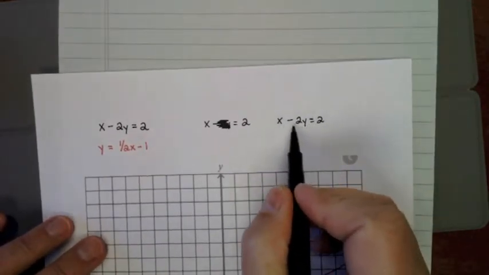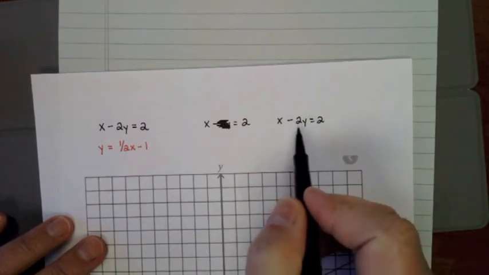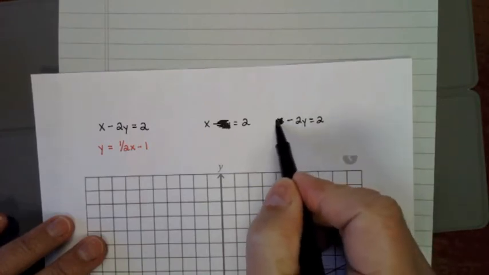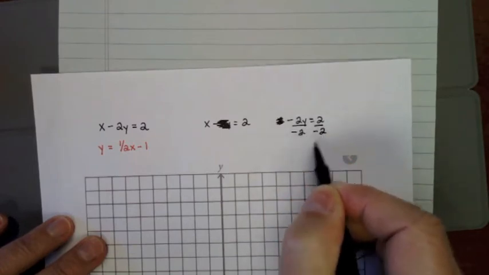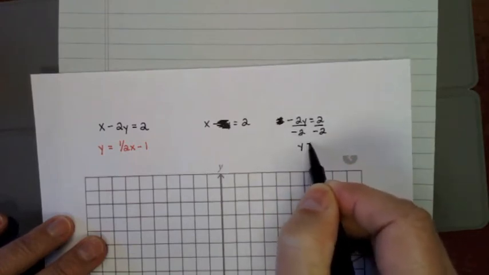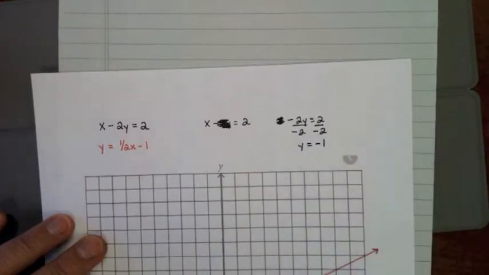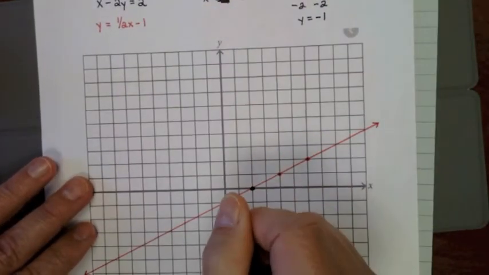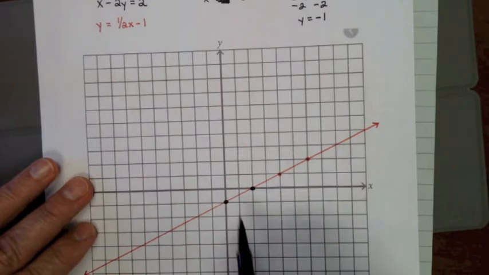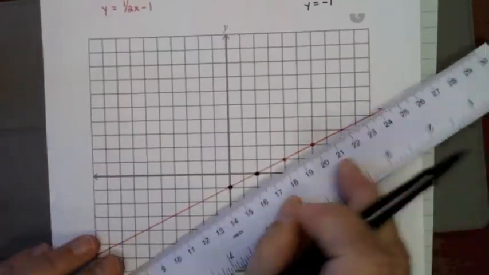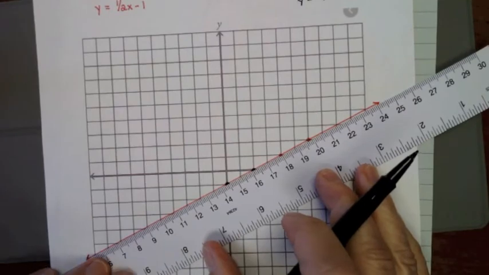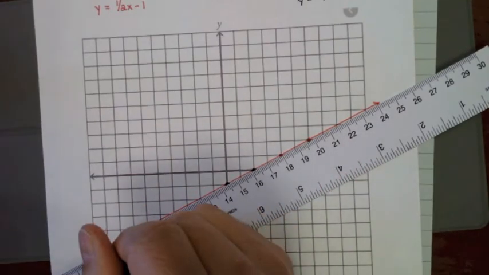I need to find the y-intercept. To find the y-intercept, I don't need the x. I solve this simple equation right here, and I find that the y-intercept is -1. So the y-intercept is -1. Now I'm going to draw a line connecting those two black dots right there. And when I do that, this is what I find.